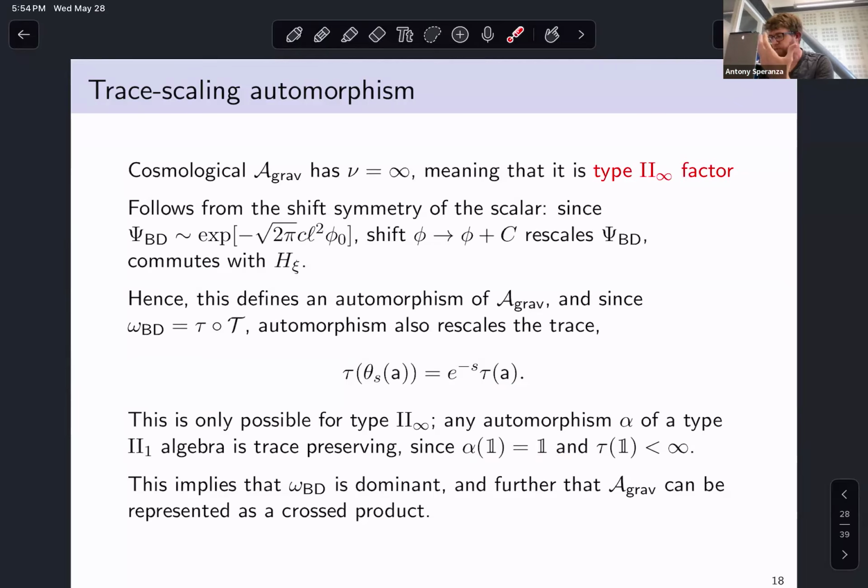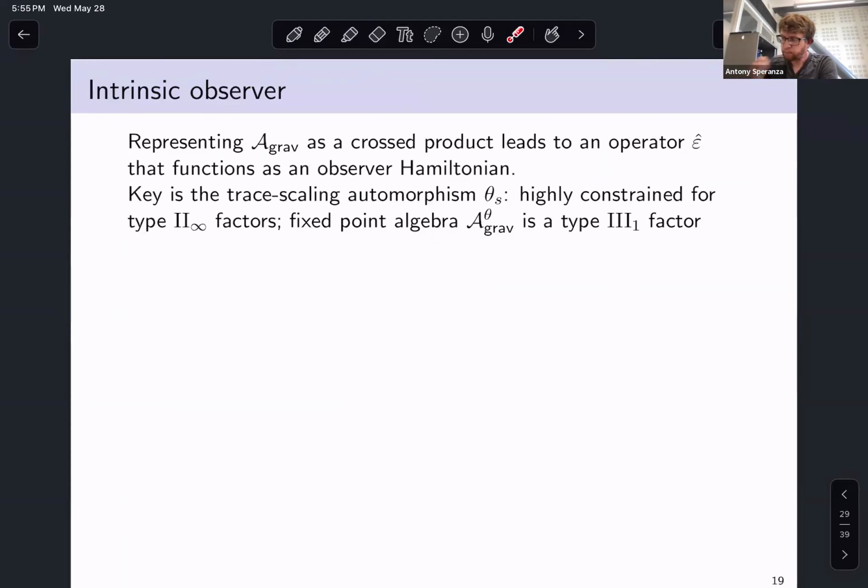Okay, so that says this weight is the same kind of weight that shows up in the cross product. And so now you can ask, how do you actually realize this gravitational algebra that we got by implicitly averaging over time translations? How do you realize that as an actual cross product? And so in this, we want to find this operator epsilon that functions as the observer Hamiltonian.